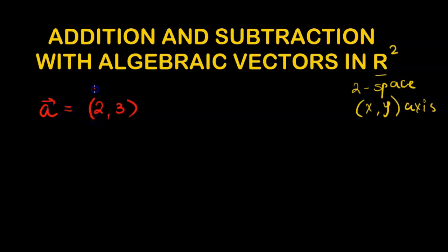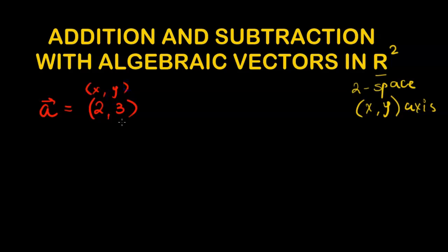Hey guys, in this video we will understand how to add and subtract vectors when they're given in component form in R2, which means 2-space, or when x, y axes are given. Let's say we are given vector A as (2, 3). This is the component form or the coordinate form of vectors.